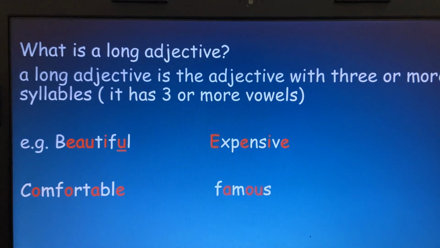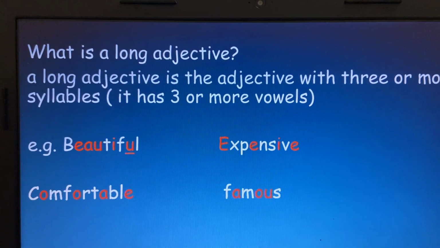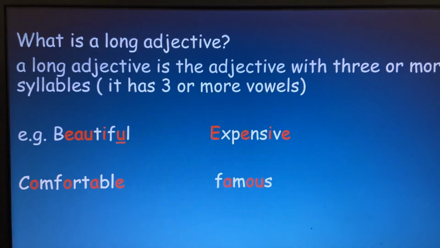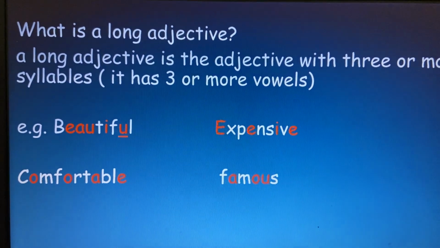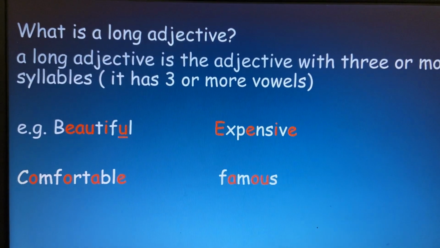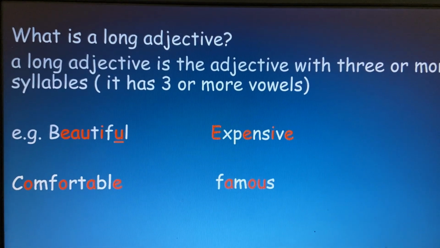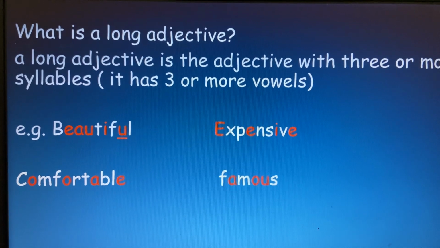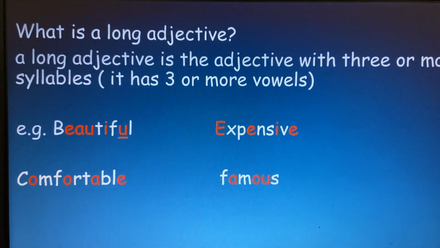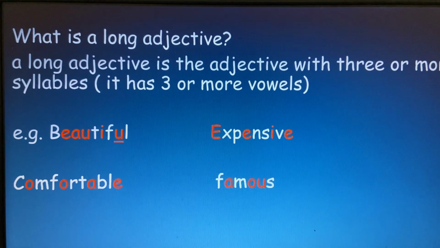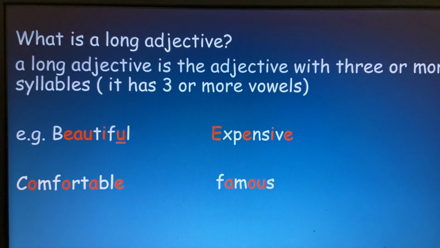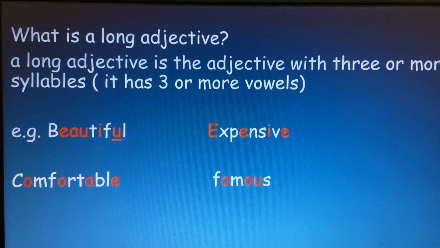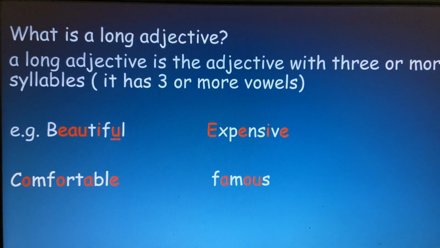Look at these examples. The red letters are the vowels. It shows how many vowels the word has. For example, number 1, beautiful. It has 5 vowels, so it's a long adjective. That's why we consider beautiful a long adjective.